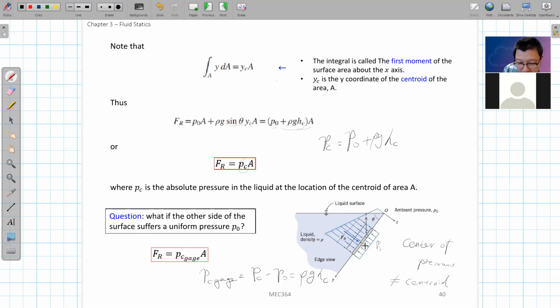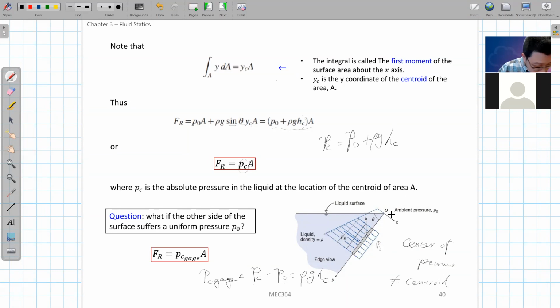It's at an angle. So actually, you can already conclude that the center of pressure will be a little bit lower than the centroid, because the lower the area is, the larger the pressure will be. And we will calculate that.